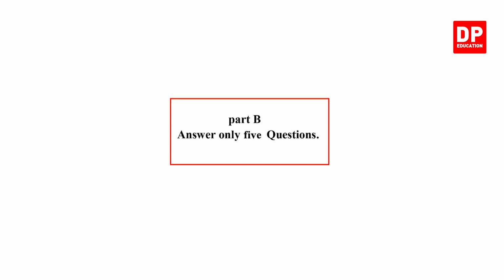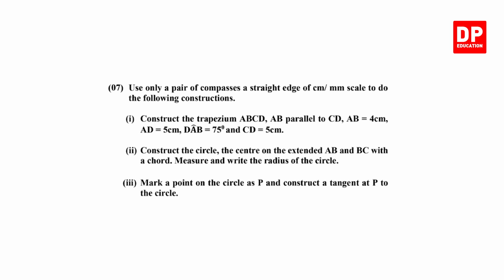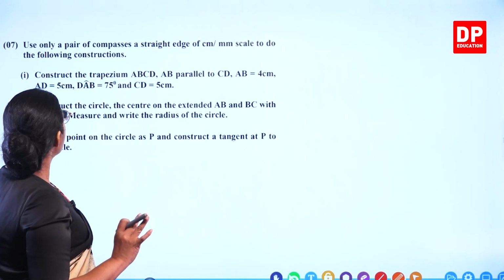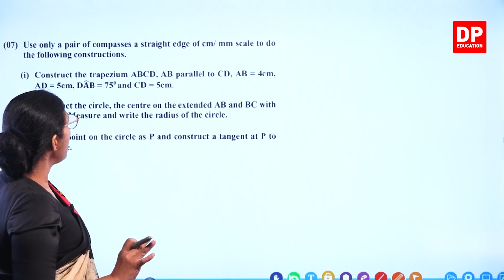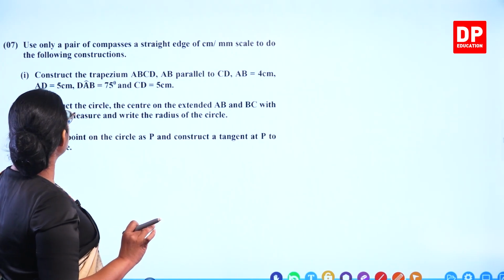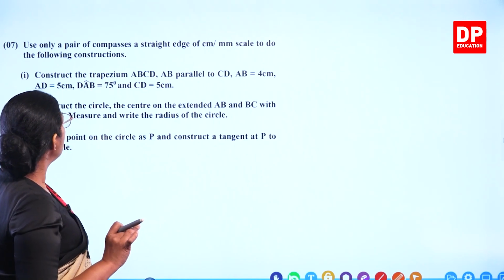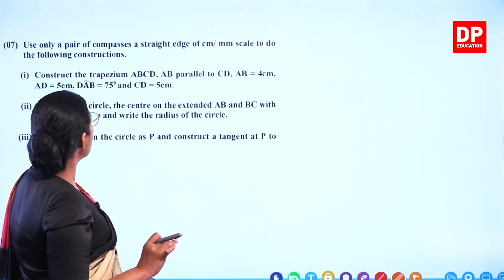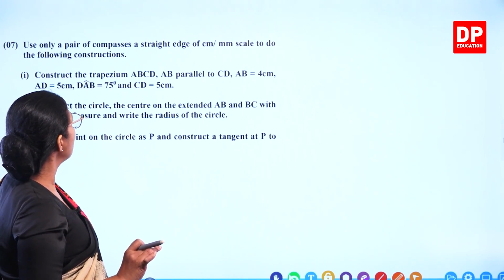So you are given 6 questions, but you have to select only 5 questions. Question number 1. It's about construction. So construction means you can only use the pair of compass and the ruler. Construct the trapezium ABCD, AB parallel to CD. AB is 4 centimeters, AD is 5. The angle DAB is 75 and CD equals 5.